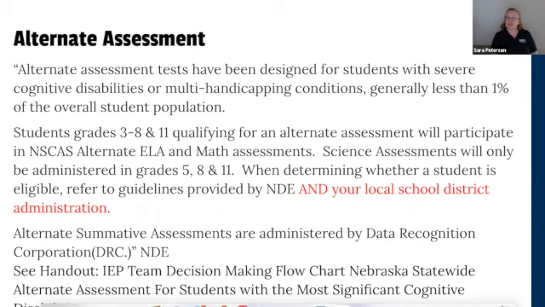This gives an opportunity for your team and your school district to discuss the need for alternate assessments. Those of us who do NSCAS testing, for kiddos in grades 3 through 8 and in grade 11, there are alternate assessments provided for the English language arts and the math portions of those. And then in a few grades, there are also science assessments that can be offered.